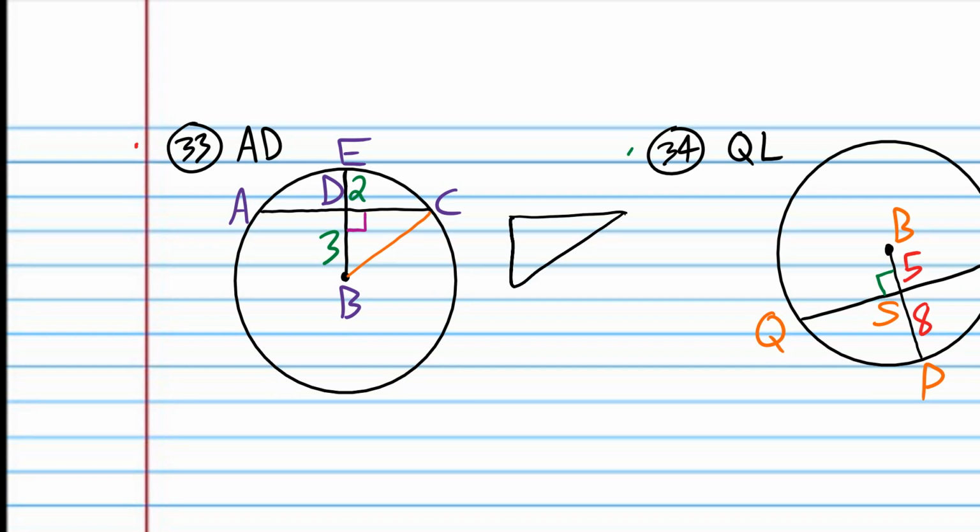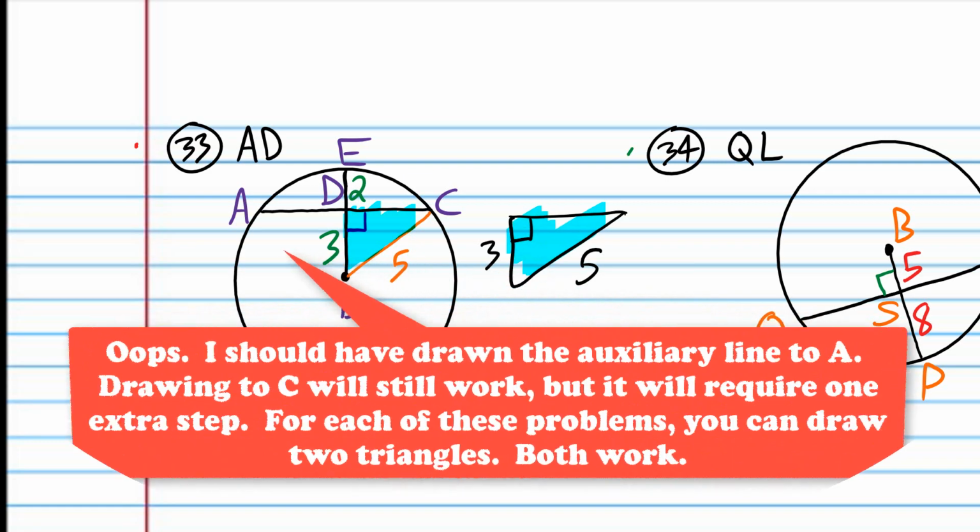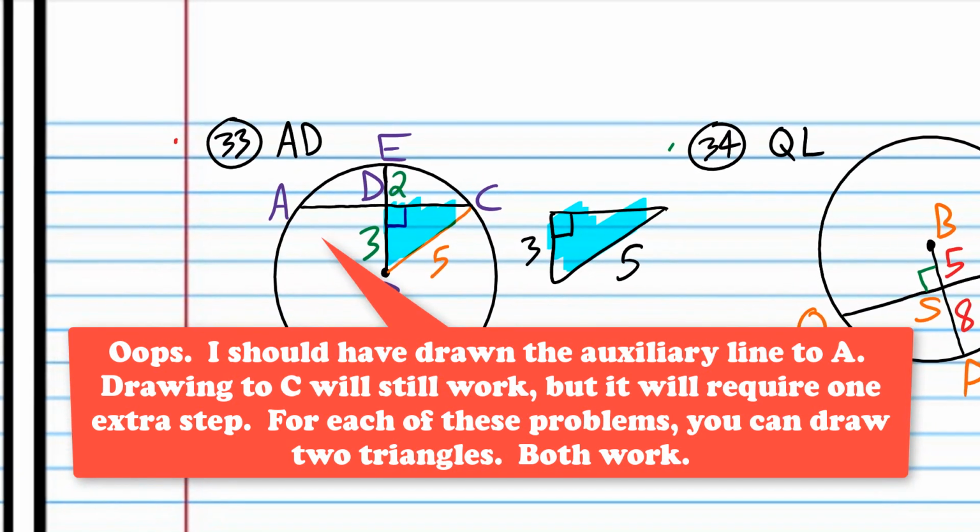Well, if we know that this side is 5, that's the side here, and we know that this side here is 3, and we know this angle is a right angle, I just took this triangle here, which is a right triangle, and pulled it out here. So that means that we can use the Pythagorean theorem to find DC. This is DC. And then because this is a radius that is perpendicular to the chord AC, we can then say that this length is the same as DC.